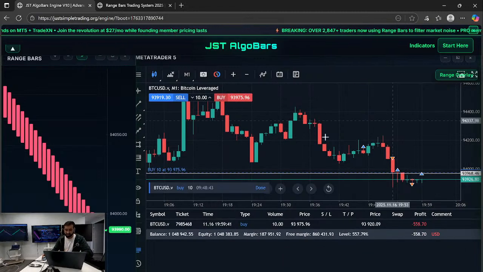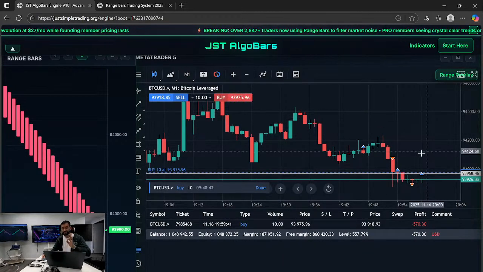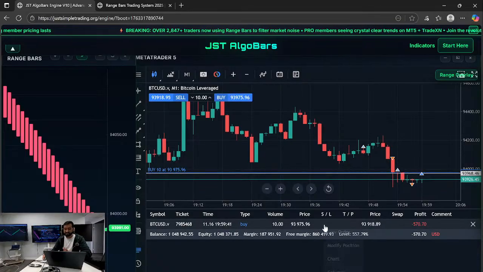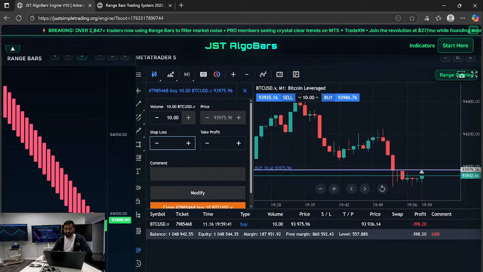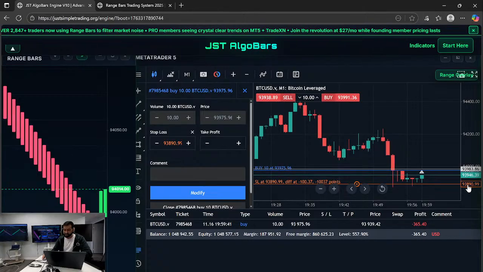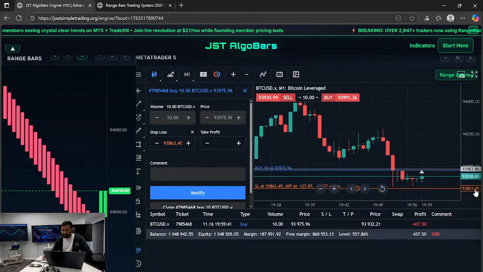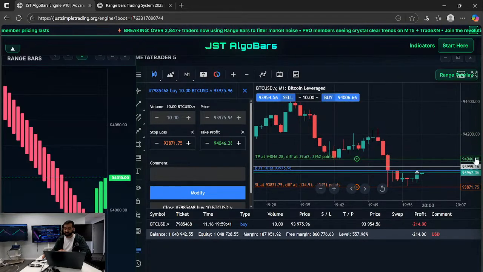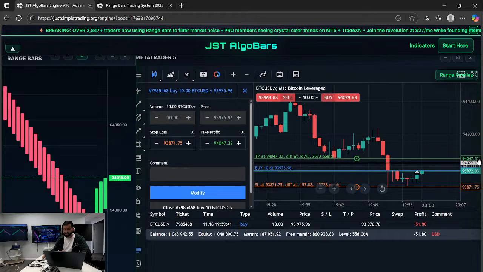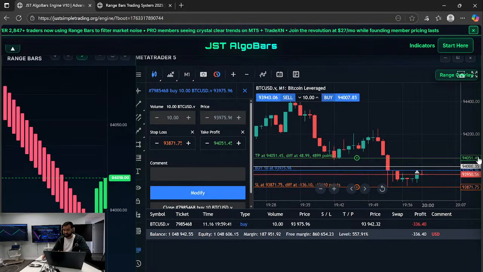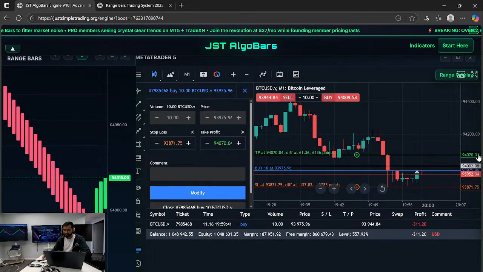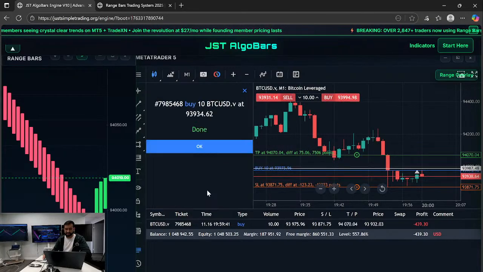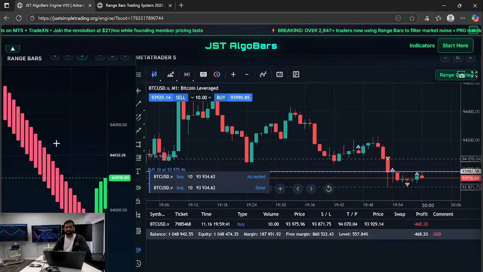There you go. The range bars are going green, so we just entered a buy trade. And you guys know I'm going to set my stop loss and take profit right away. So I'm just going to click modify position. I'll set my stop loss right here. Our entry was 93,975, so I'm going to set it to 93,875. So 100 points below is my stop loss because we're in a buy. And then I'm going to set my take profit 100 points above, so that's going to be 94,075. All right, so there we go. Now I've set my stop loss, I've set my take profit. Now we're just going to let this ride out.